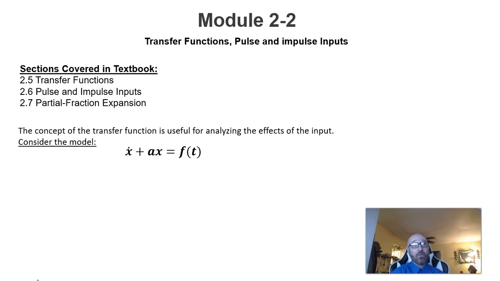Our next lecture is going to be lecture 2.2, transfer functions, pulse, and impulse inputs. So we'll talk about all of those. Section 2.5 in the book covers our transfer functions. 2.6 covers our pulse and impulse inputs. And 2.7 we talk about partial fraction expansion. So one of the key equations we'll be using I've listed here. We have the concept of the transfer function is useful for analyzing the effects of this input. We want to consider this model here in this general form of x dot plus ax is equal to the function f of t.